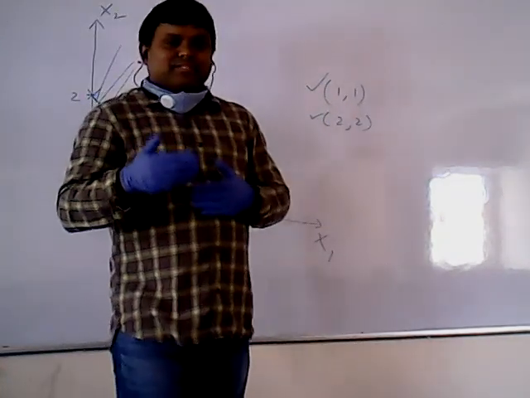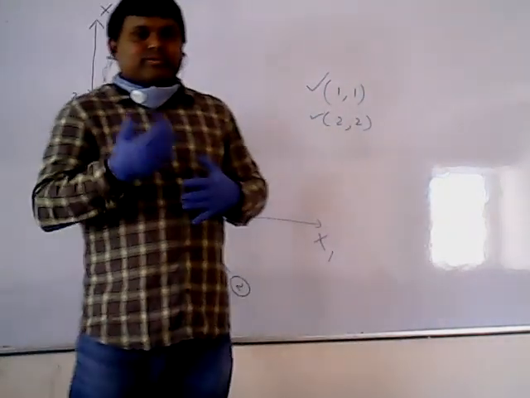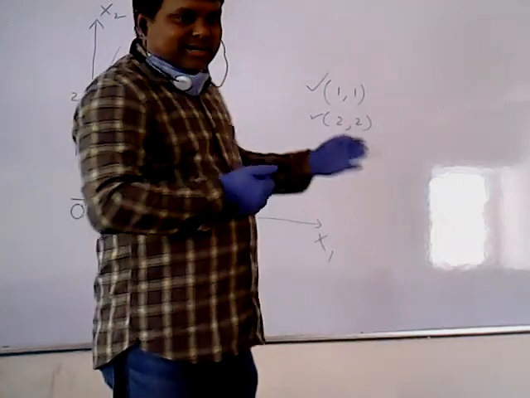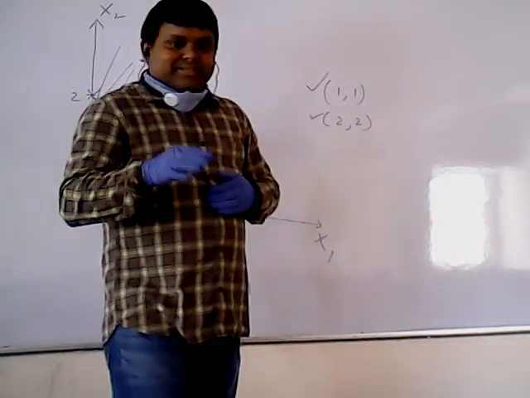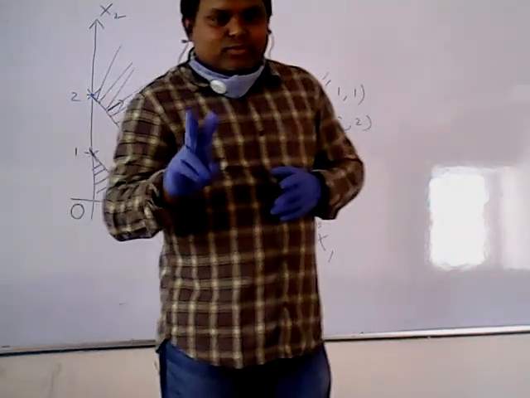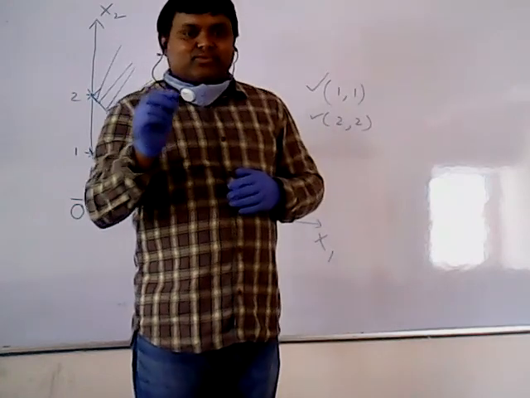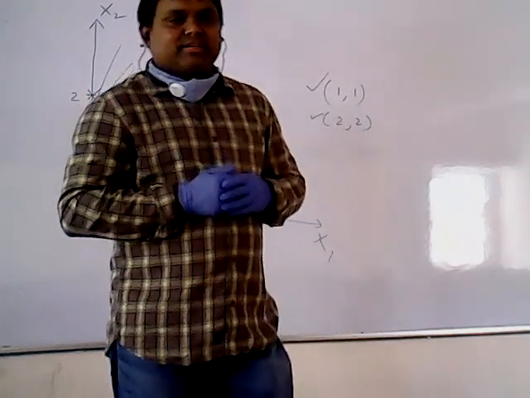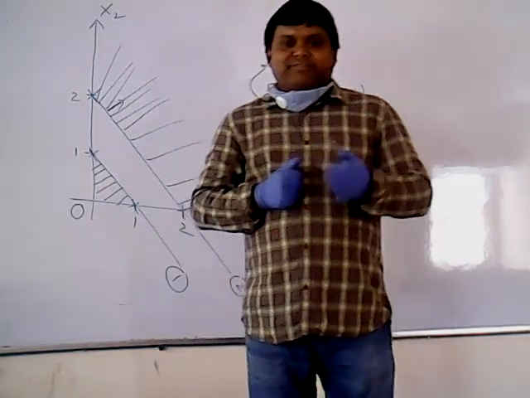The next methods are simplex and two-phase. We are already using the graphical method. Why do you require other methods? What is the drawback of this method? The main drawback of the graphical method is that it is used only for two decision variables. Whenever the problem has two decision variables, x1, x2 or x, y, then you can solve that particular problem by using the graphical method.